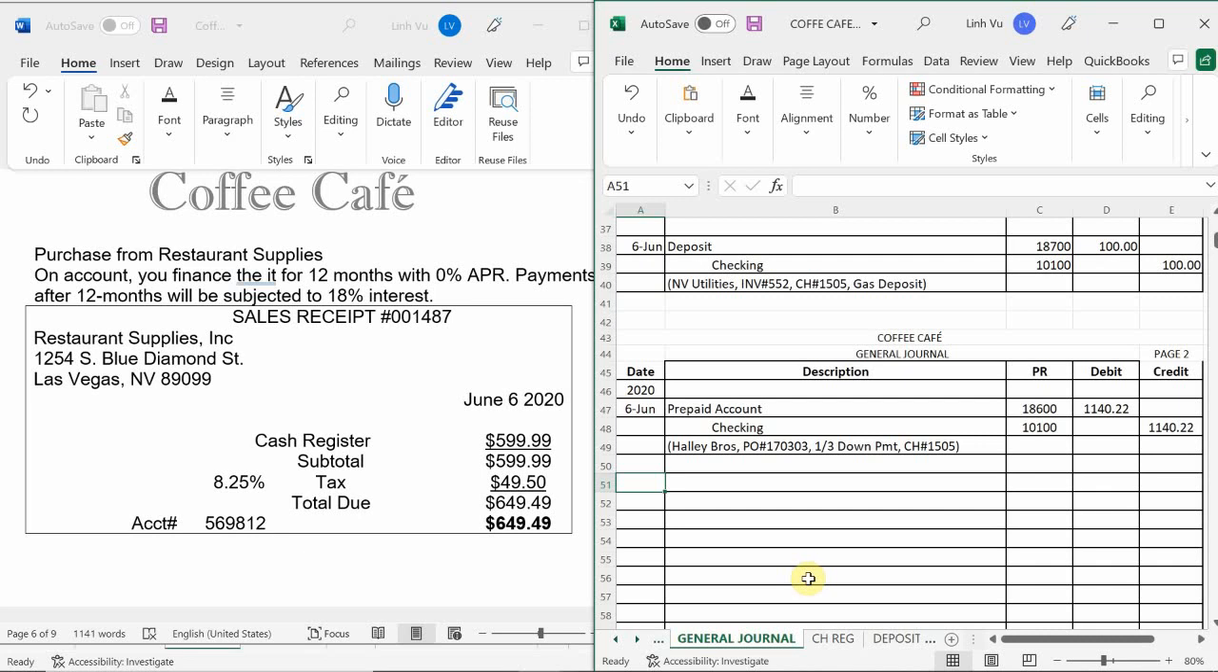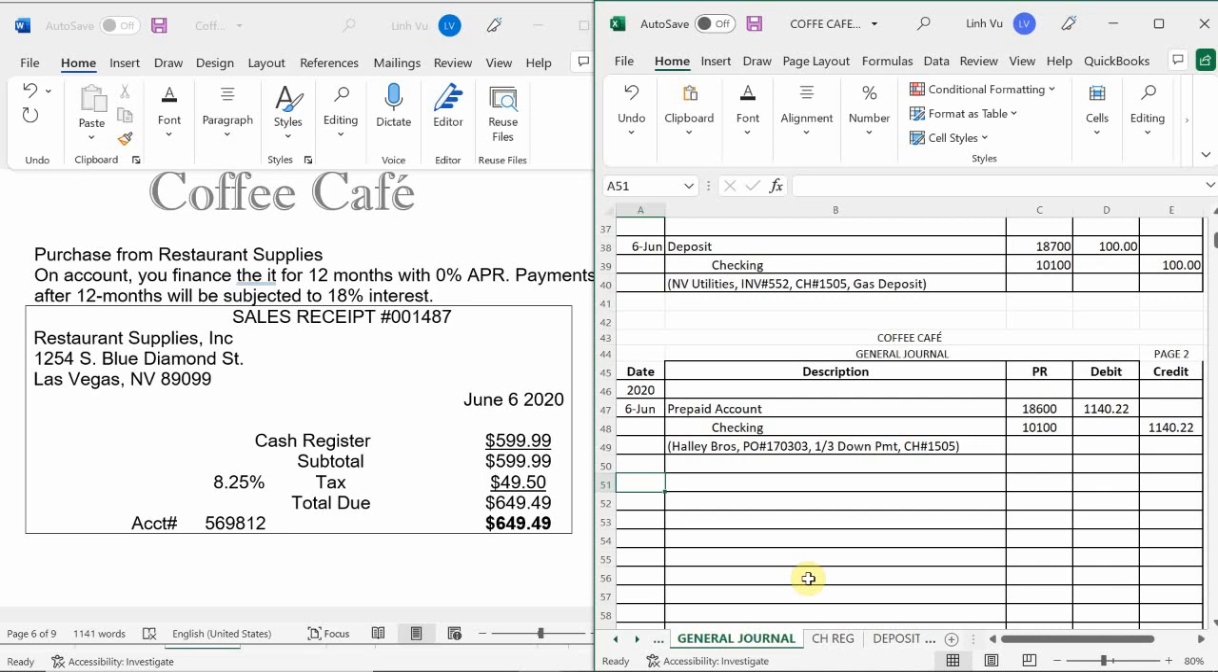Prepaid account and check. Not prepaid. I went to the store and purchased it. Purchase expense. Purchase expense is only strictly used for inventory. Am I going to be selling my cash register? No. So it would be payment. Payment. Do we have a payment account? No.